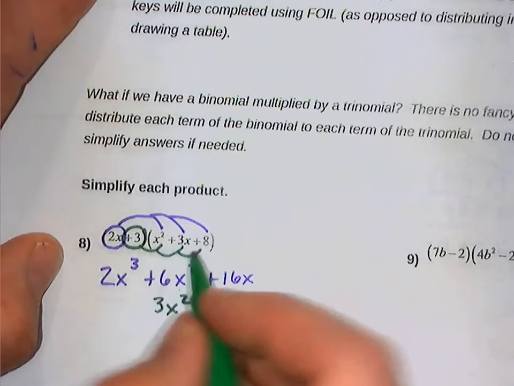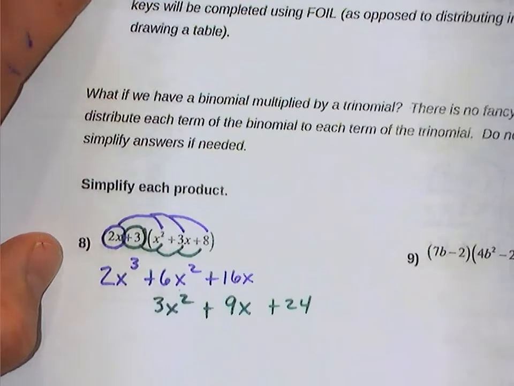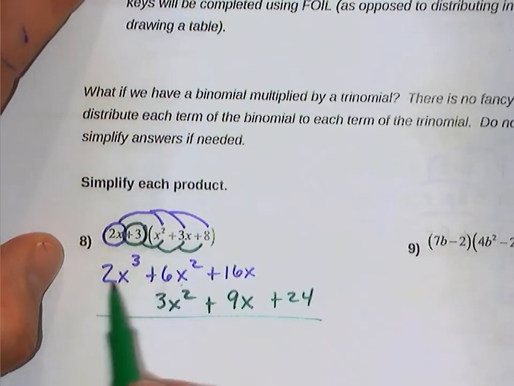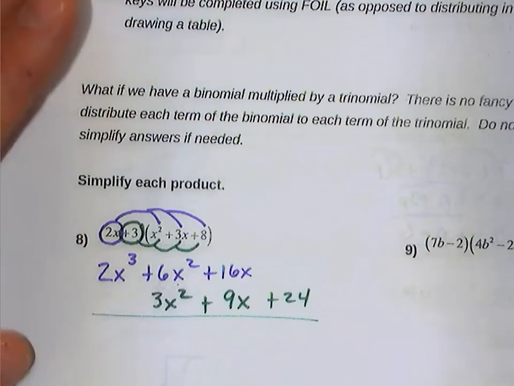And then 3 times 8. How much is 3 times 8? 24 goes all by himself. So now I have 3 and 3, that's 6. So I know I did a binomial times trinomial. 2 times 3 is 6. I've got my 6 terms. Now all I do is add down.